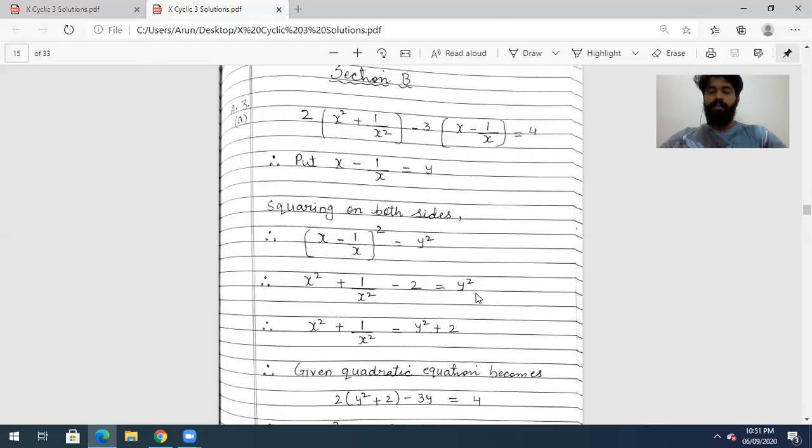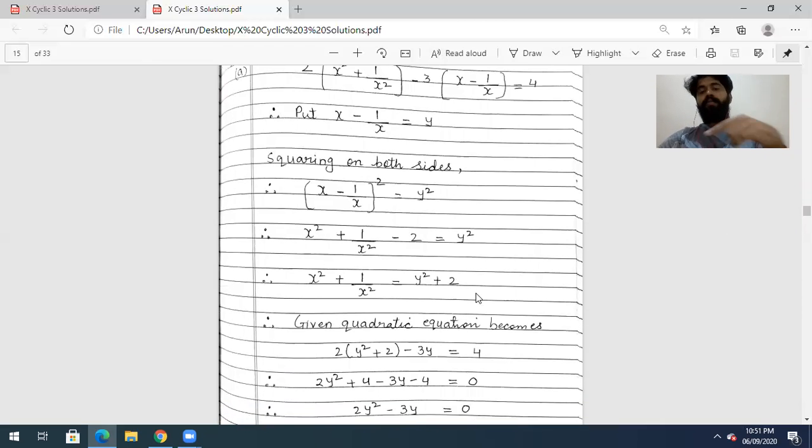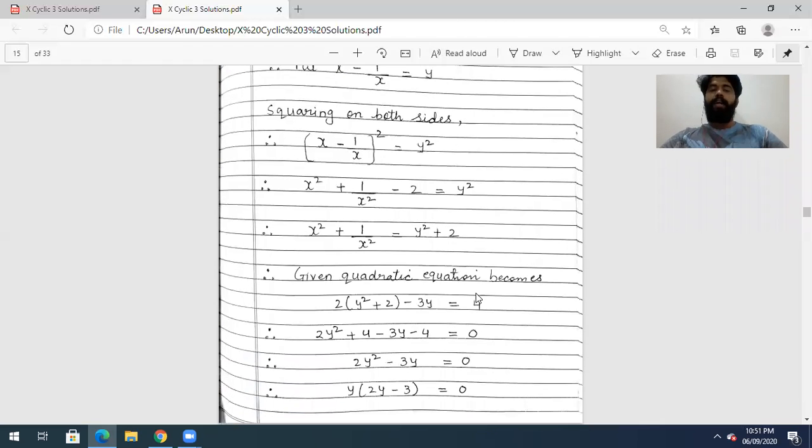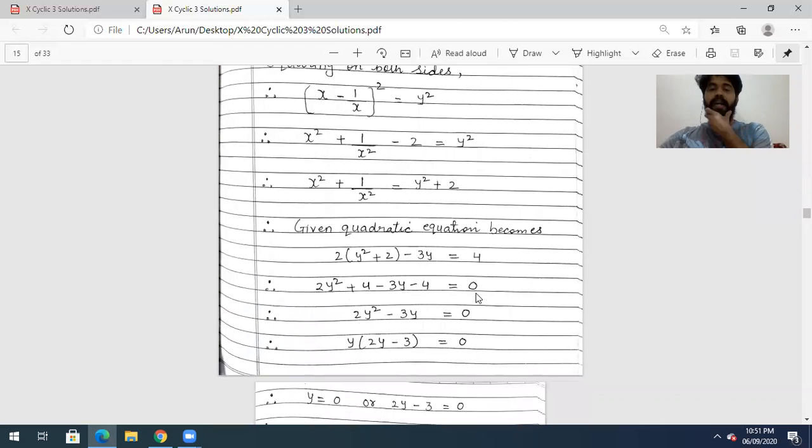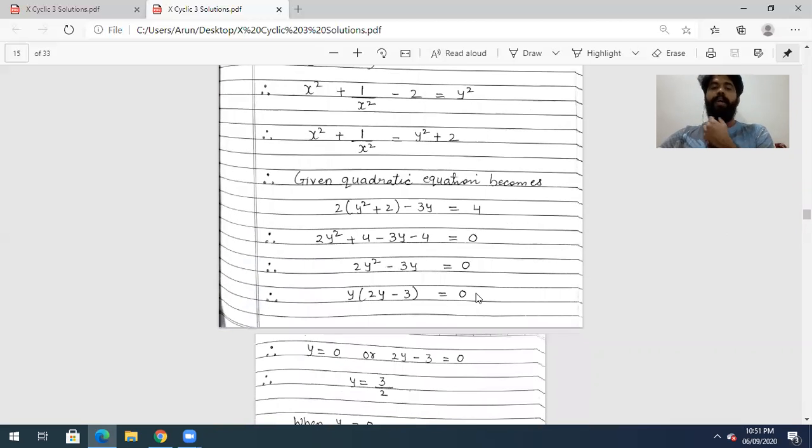Minus 2 goes to the other side and becomes plus 2. So, x² plus 1 upon x² we have as y² plus 2. And x minus 1 upon x we have as y. Substitute both these values. So, we have 2 into (y² plus 2) minus 3 into y is equal to 4. So 2y² plus 4 minus 3y minus 4 is equal to 0. So we have 2y² minus 3y is equal to 0.